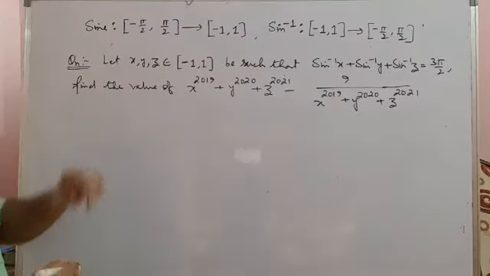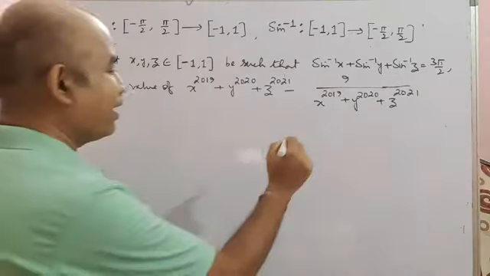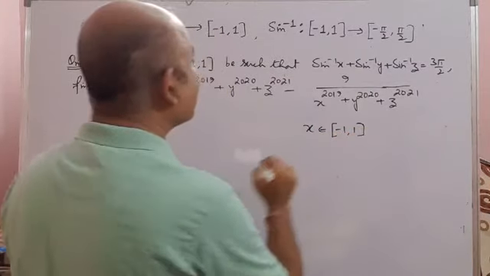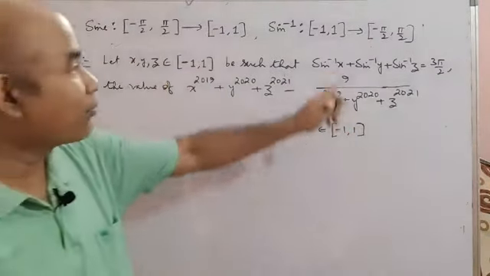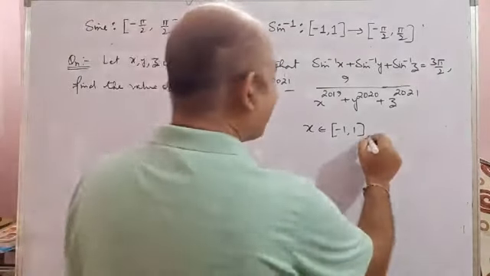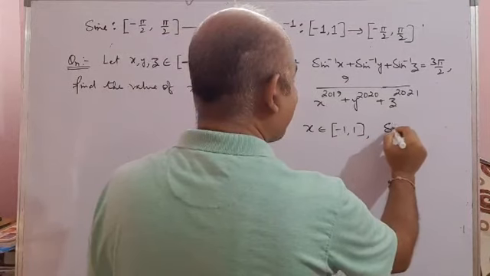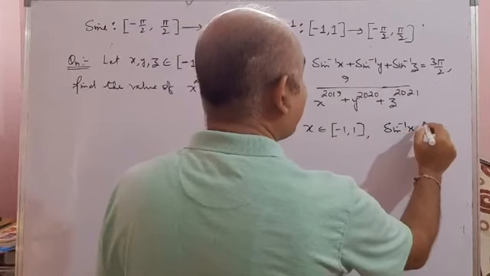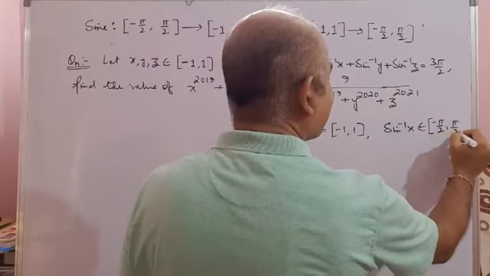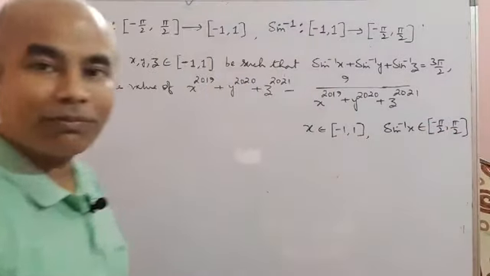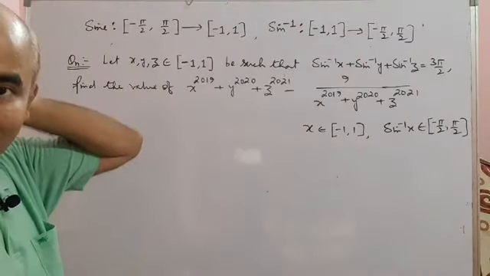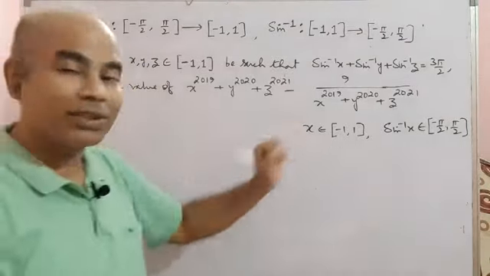Now here it is given that x belongs to the closed interval [−1, +1]. That means x is an element of the domain of the sine inverse function. So if x belongs to this, then sin⁻¹x must be an element of the codomain of the sine inverse function, that is between −π/2 and +π/2. Same thing we can say for sin⁻¹y and sin⁻¹z also, because y and z also belong to this interval.